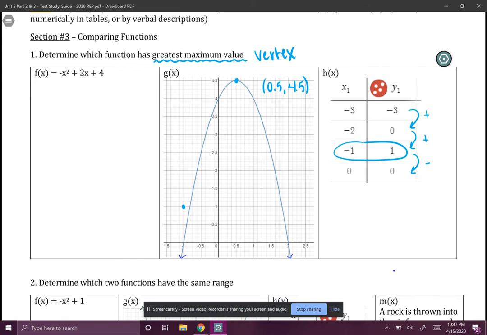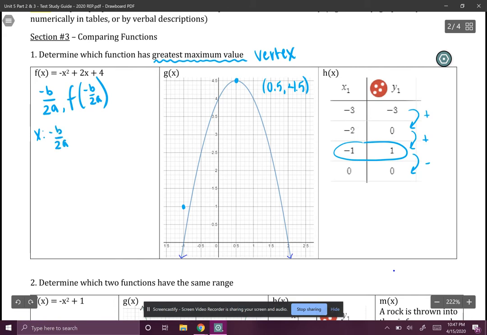But let's figure out what it is from the equation. In order to find the vertex from an equation, you have to solve the expression -b over 2a. So to figure out x, we're going to do -b over 2a, which is equal to -2 divided by 2 times our a value of -1. And I pulled that 2 just from here. So then I have -2 divided by -2, which gives me +1.